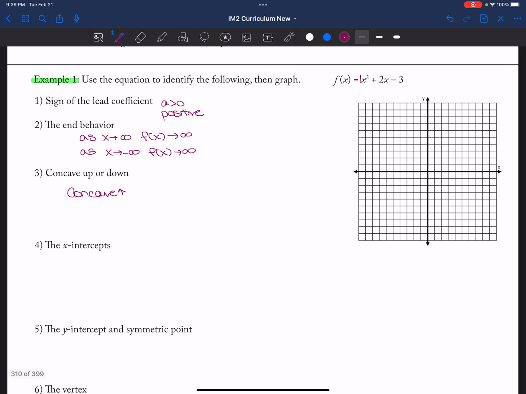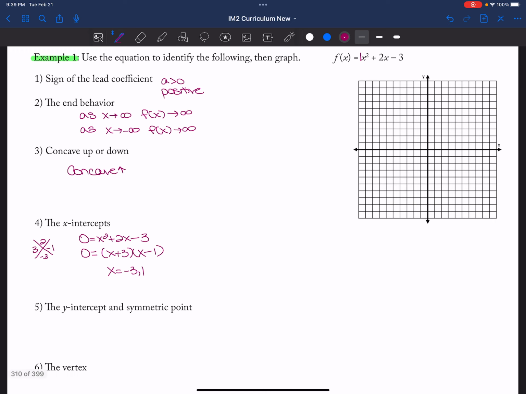The x-intercepts are when I set this equal to 0. So x squared plus 2x minus 3. So this is 3 and negative 1. So 0 is equal to x plus 3 and x minus 1. So x is equal to negative 3 and 1 are my x-intercepts. My x-intercepts have 0 y values, so it is negative 3 comma 0 and 1 comma 0.